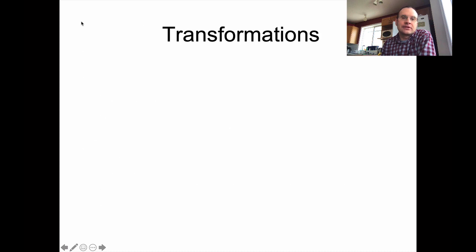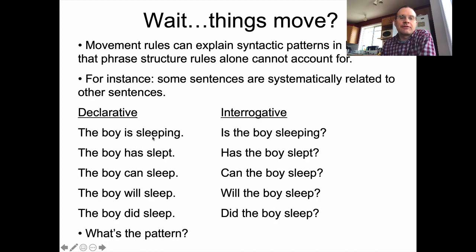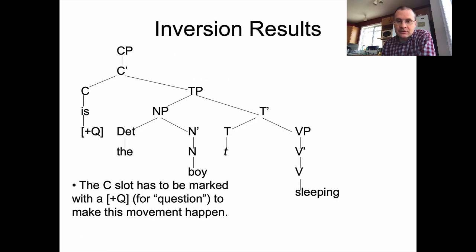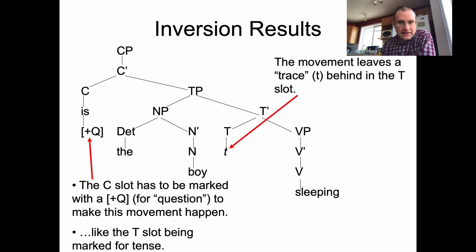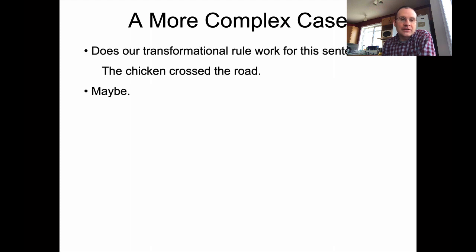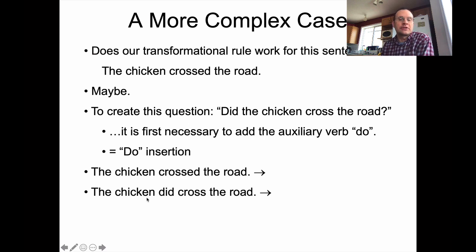I'll go back to those examples just a second ago. So all 5 of these had an explicit auxiliary verb in that T slot: is, has, can, will, did, so on and so forth. If you just have the chicken cross the road, then you don't have an explicit auxiliary there. You would just have, say, that plus past feature if we wrote this out in a syntactic tree form. So to actually make this rule work, you need to add an auxiliary verb first before you can invert the order of the subject and the auxiliary verb to create the question.